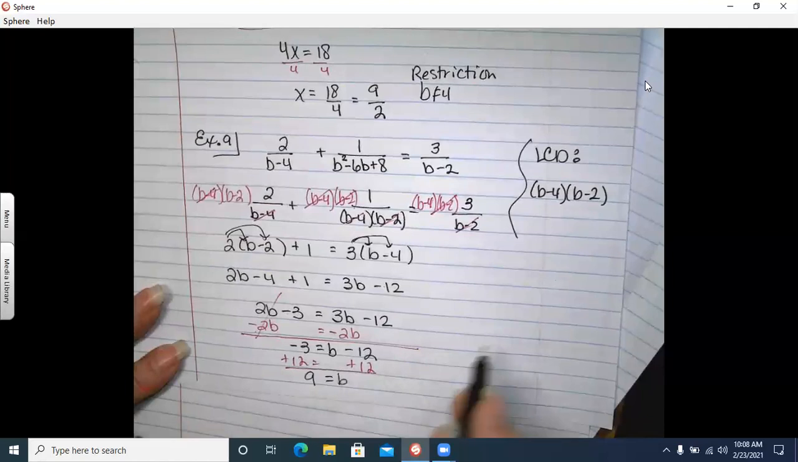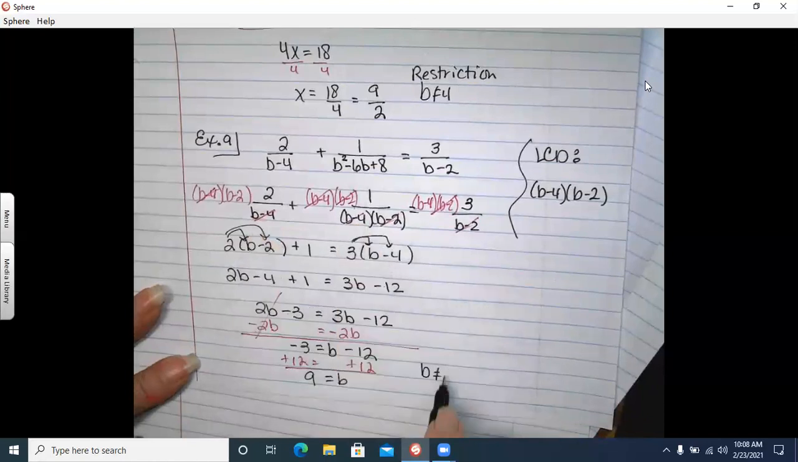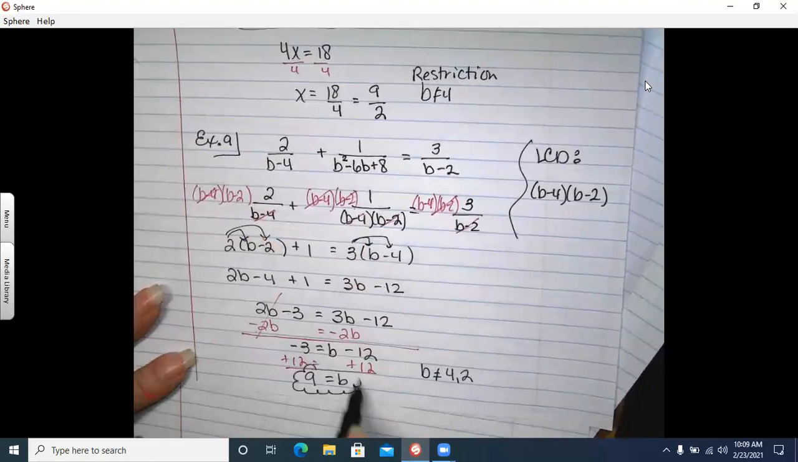What were my restrictions? What can be not equal? 6, 4 and 2. So is my restriction extraneous, or is my answer extraneous? No, it's good to go.